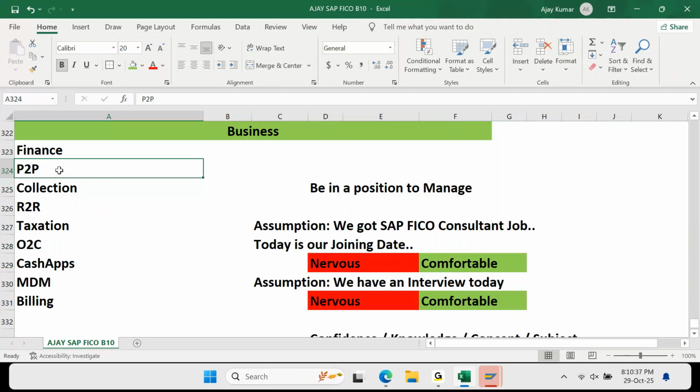Day after tomorrow, you only have to do it because you are an individual contributor here. The difference you'll have to understand. Don't think both jobs are the same. They are not the same. There is a lot of difference.